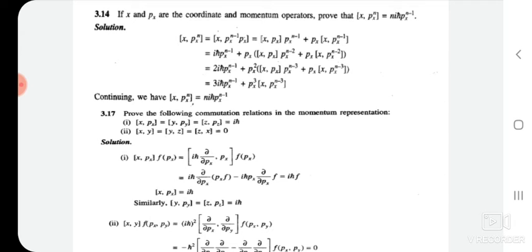We can solve up to the nth time. Finally, we get [x, px^n] is equal to n iħ px^(n-1). Here we have to use some basic laws of commutation relations, and we can prove that [x, px^n] is equal to n iħ px^(n-1).